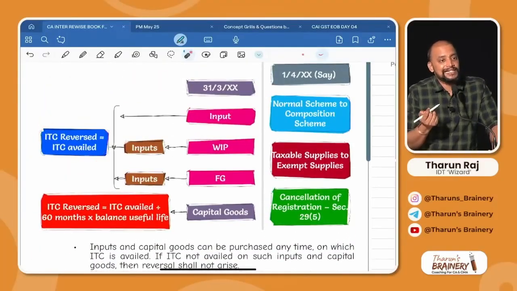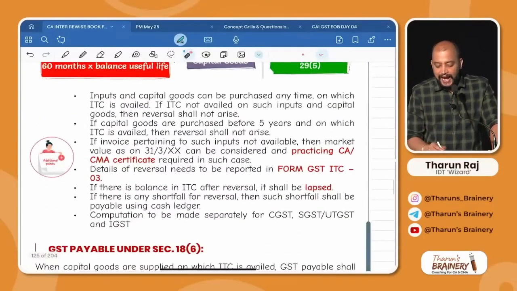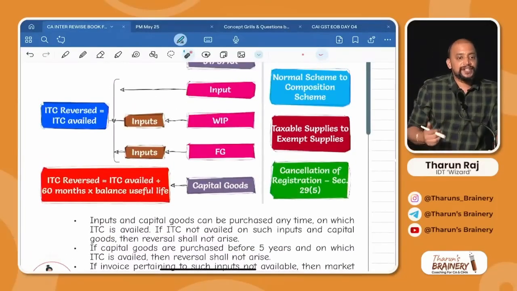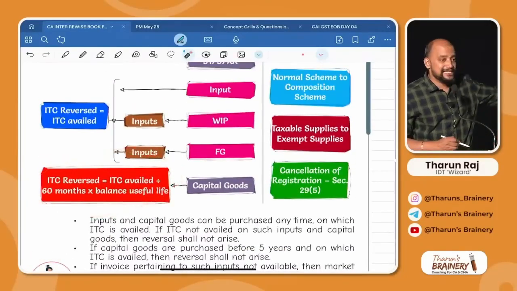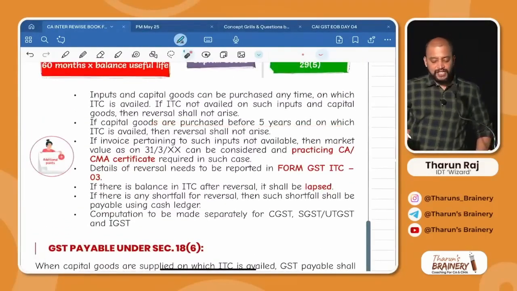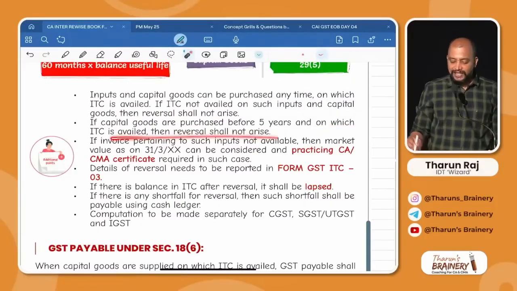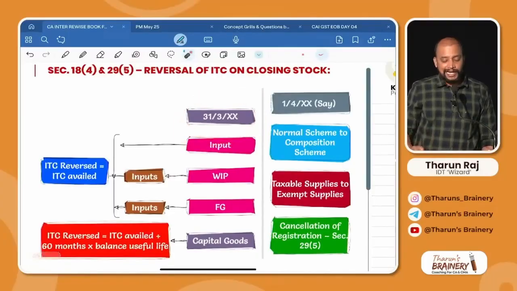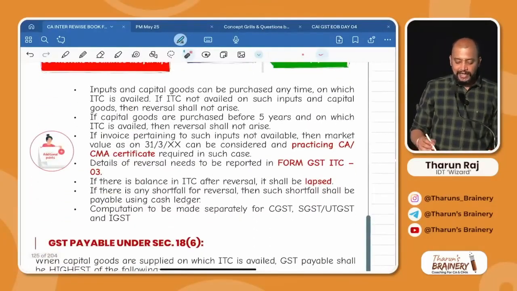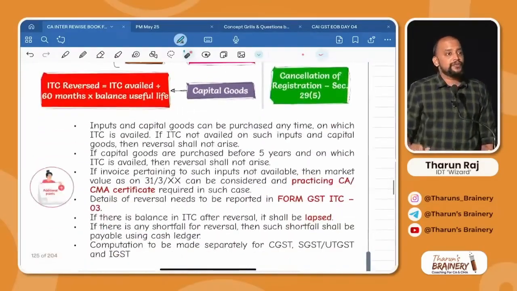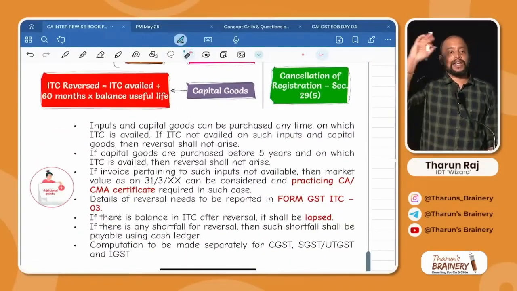What if I have not availed ITC? For example, blocked credit, no need to reverse. What if I have purchased capital goods before 5 years? No need to reverse. Why no need to reverse? Because the life of the capital goods is 60 months. There is no balance life. See the second point. If capital goods are purchased before 5 years on which ITC availed, then reversal shall not arise. Suppose on this closing stock date, inputs invoice is not there. Then what should I do? Take the market value.